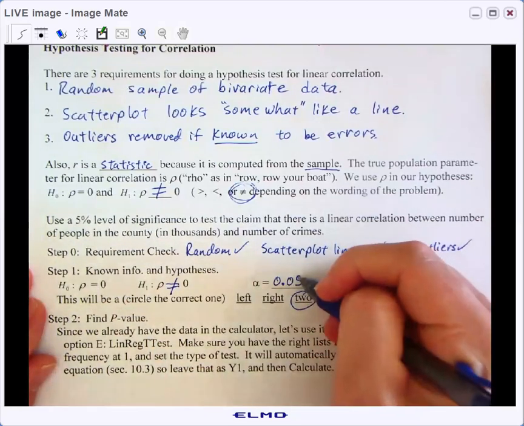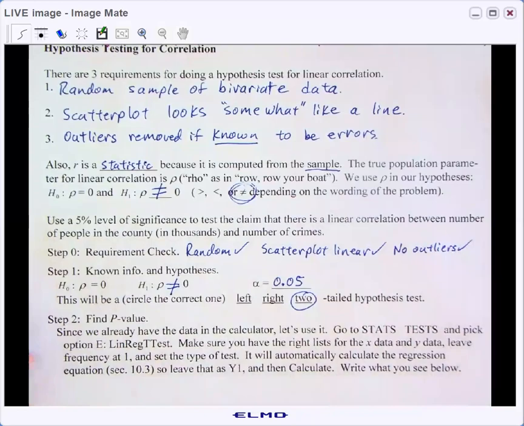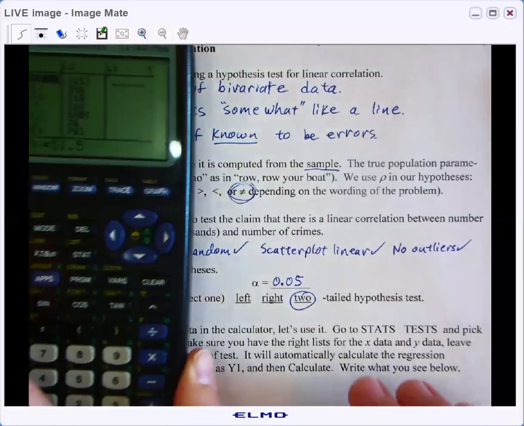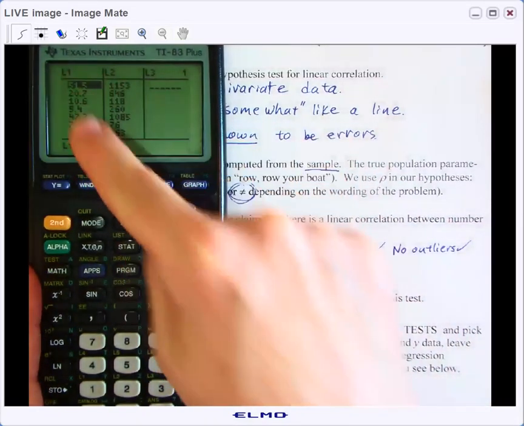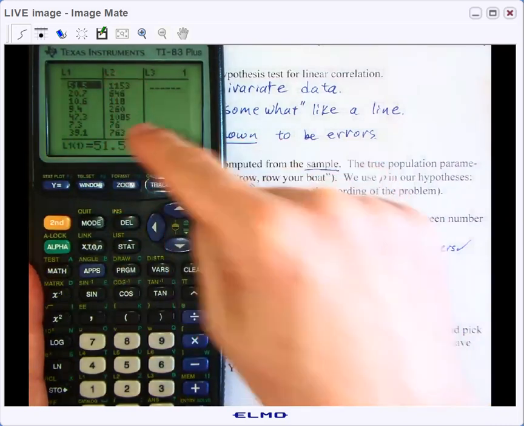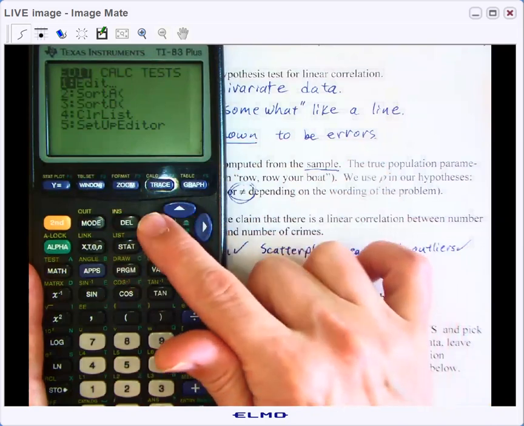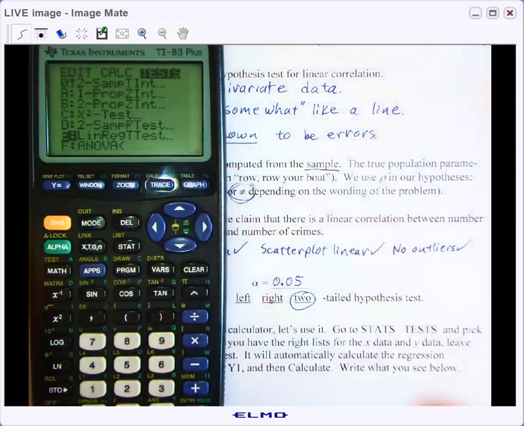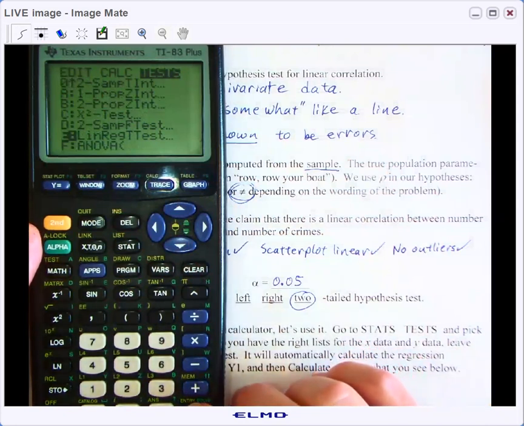Okay. Now you can do it the traditional way and you can do it the p-value way, but either way, let's go ahead and use the calculator to help us on this. So grab your calculator and remember how we had the number of people measured in thousands in list 1 and the number of crimes in list 2. Okay, we're now going to go to stats. We want to do a test, and we want to do a linear regression t-test. T because we don't know the population standard deviation. Okay, and so LinRegTTest.